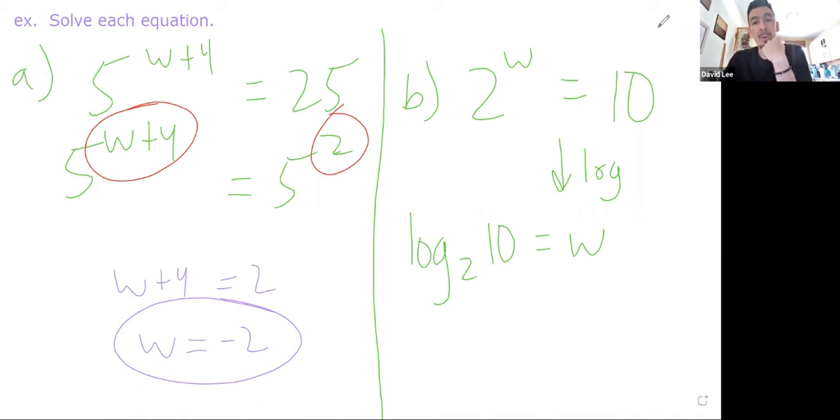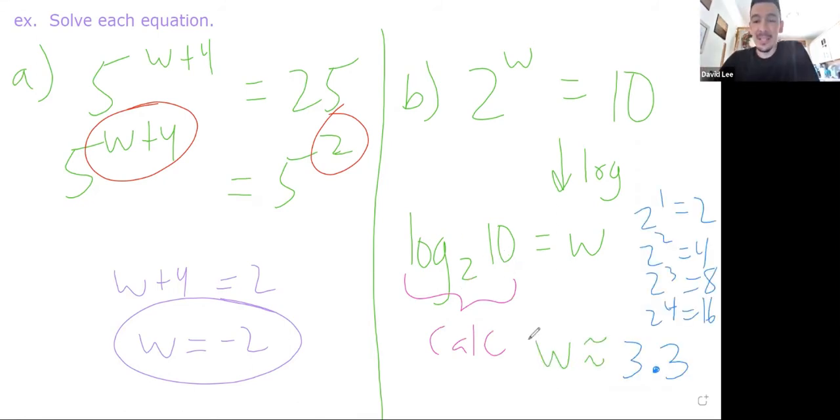Right? And what was the point of that? Well, the goal is to get w alone. And look, voila, w is alone. All you've got to do on a calculator is type that in. Type these into your calculators, and whatever decimal you get, you can just round it however you want.